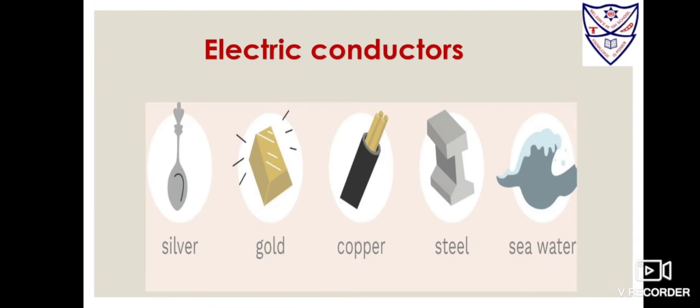Electric conductors. The materials that allow electric current to pass through them are called conductors of electricity. Students, metals are good conductors of electricity. Electric wires are made up of copper because it is a good conductor of electricity. Silver, gold, copper, steel, seawater are examples of good conductors.